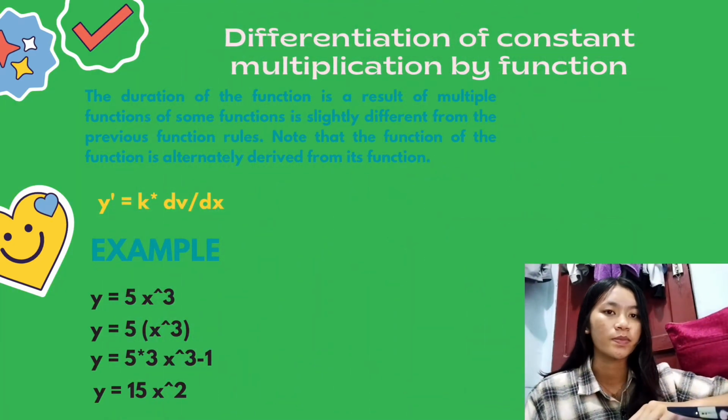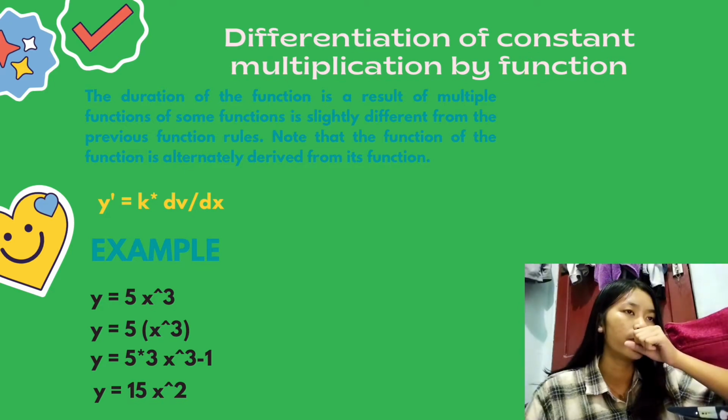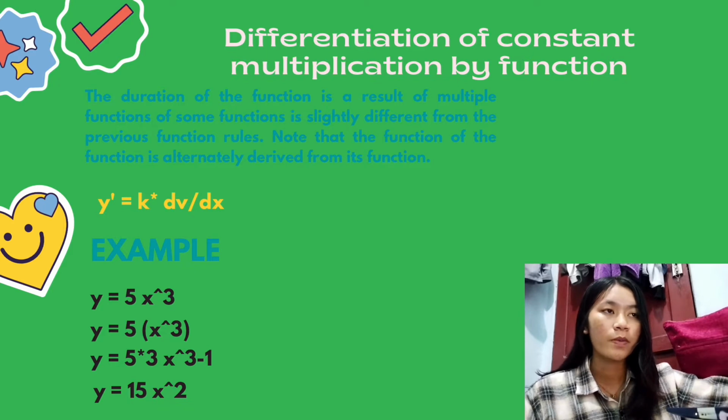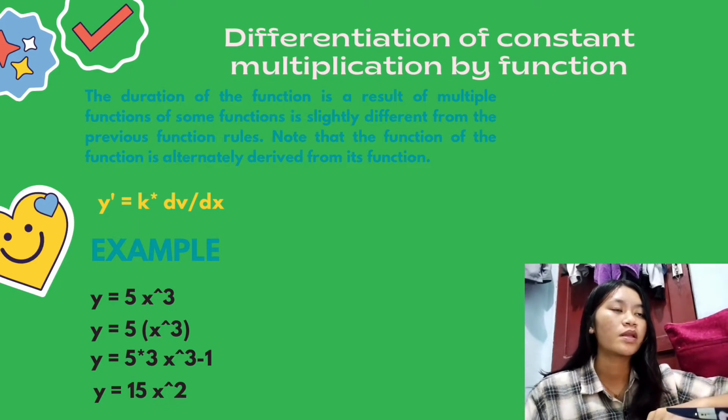Differentiation of multiplication function. The differentiation of multiplication is divided into two cases, namely multiplication function with a constant number, and multiplication of two functions. The multiplication function with a constant number can be written as: F of x equals k times u of x, F prime of x equals k times u prime of x.